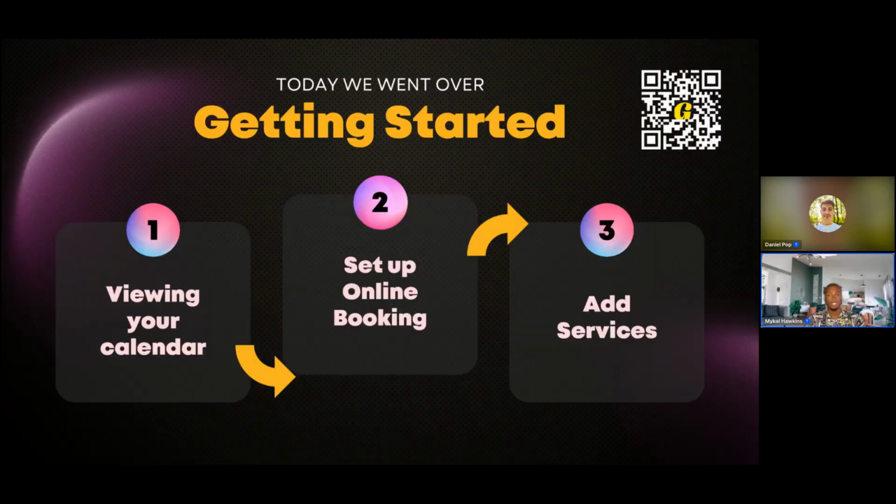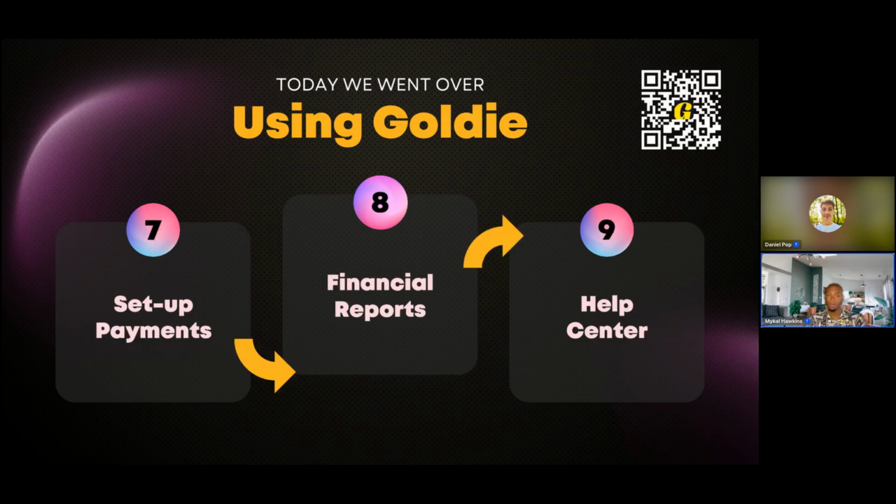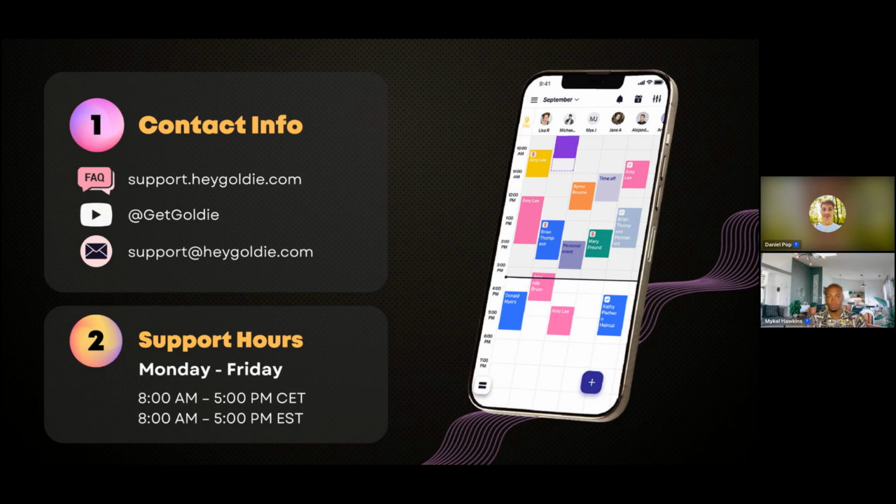So that is Goldie. We went through a lot of key features today. However, there are a lot more to explore on your own, and we are adding more all the time, many times based on feedback from our users. Today, we went over the following: viewing your calendar, setting up online booking, adding services, setting up message reminders, adding clients, creating appointments, setting up payments, financial reports, and Help Center. You'll get a recap after this call so you can rewatch at any time.